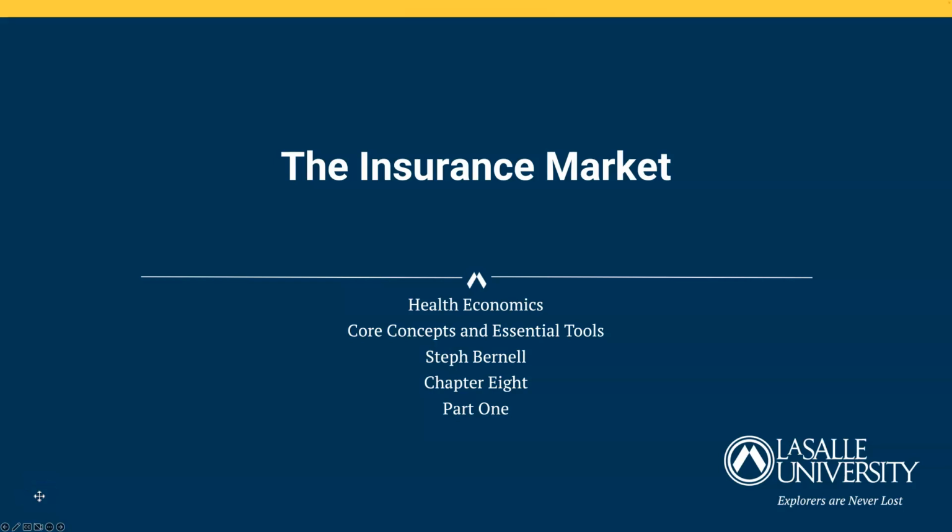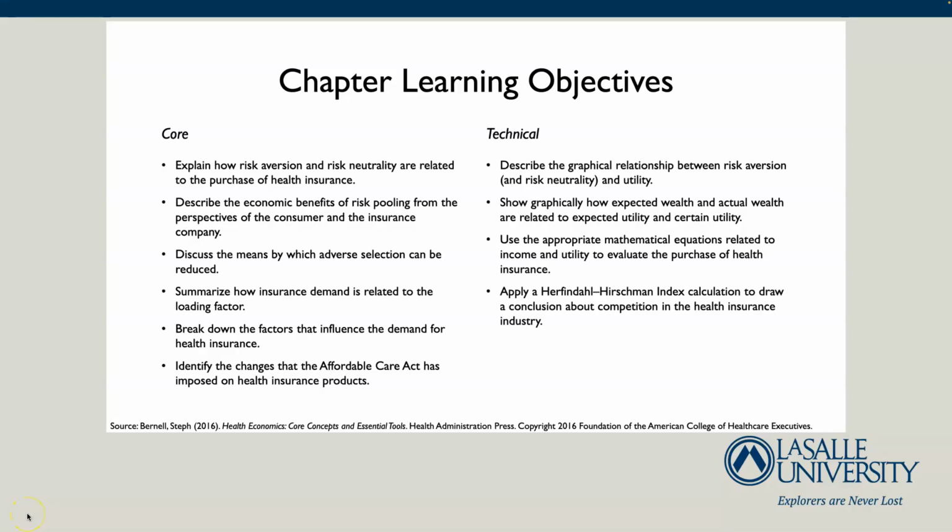In this module, we will be focusing on the market for private health insurance. After reading Chapter 8, you should be able to explain how risk aversion and risk neutrality are related to the purchase of health insurance. Describe the economic benefits of risk pooling from the perspectives of the consumer and the insurance company. Discuss the means by which adverse selection can be reduced.